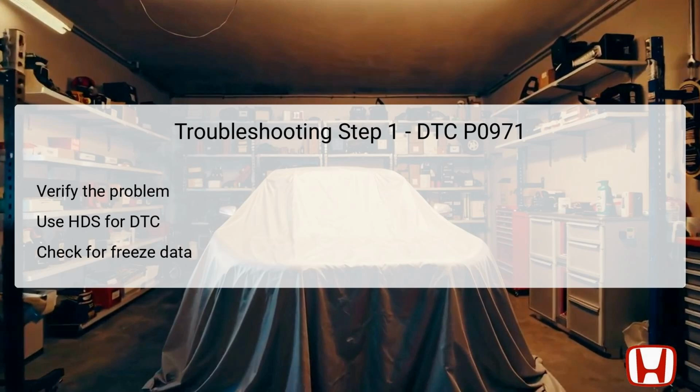Begin by pressing the engine's start-stop button to set the vehicle to on mode. Once set, use the HDS Honda Diagnostics system to clear any stored DTCs, including P0971. This step is critical as it helps determine if the error code reoccurs, indicating a persistent issue.